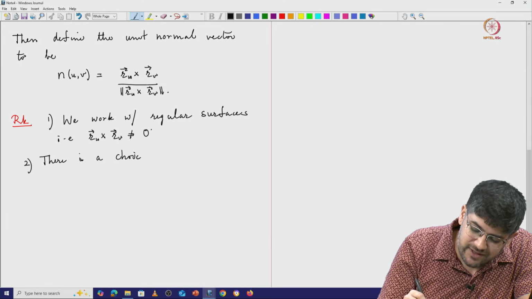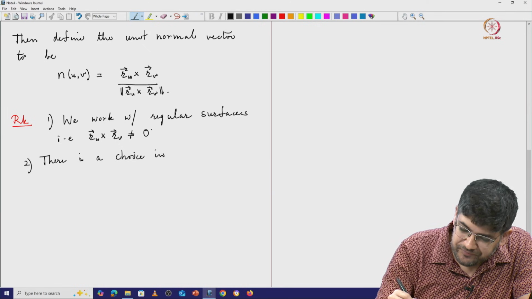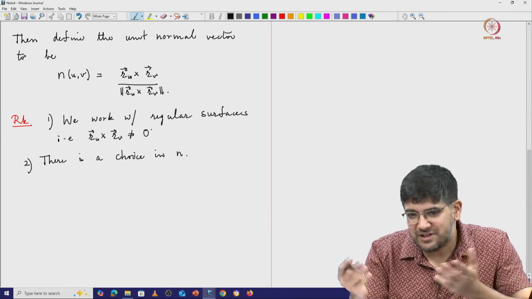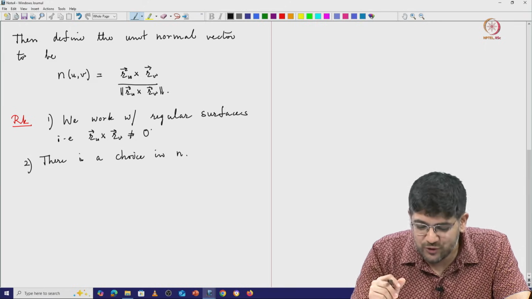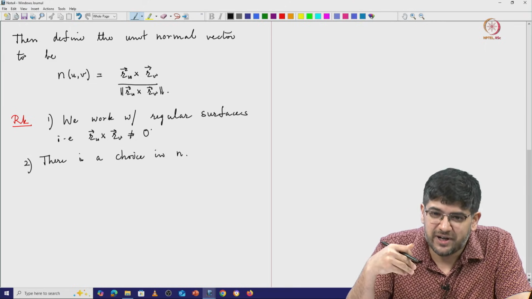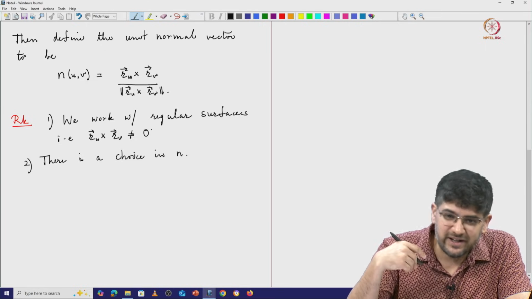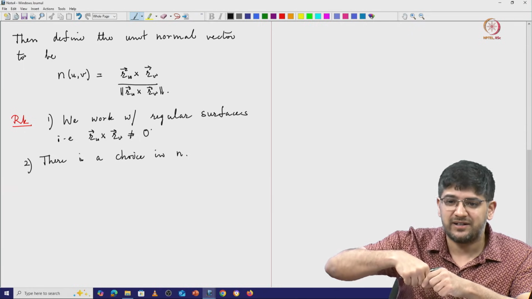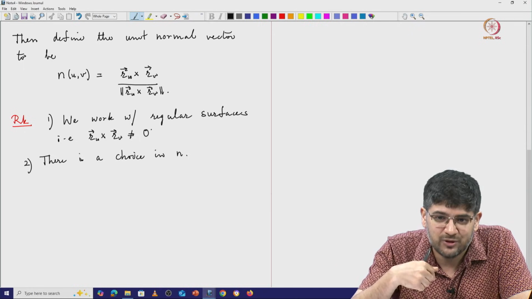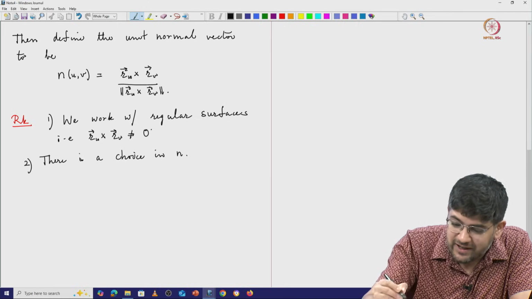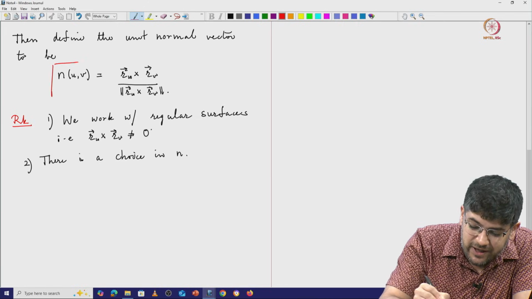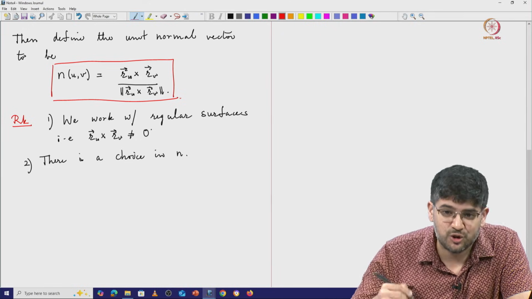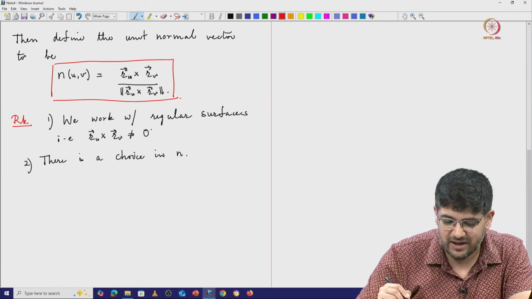Also there is a choice in the unit normal vector, right. So instead of taking Ru cross Rv, I could have just as well taken Rv cross Ru and then divided by that norm. So that would basically give me another normal vector which is equal but opposite in direction to the n that I have written down, right. So by writing down the normal vector in this form, I am actually making a choice, okay. So I am making a choice of what normal vector I want.